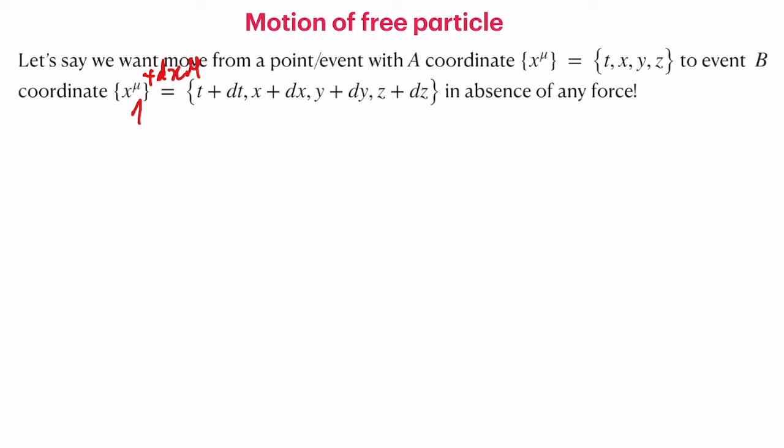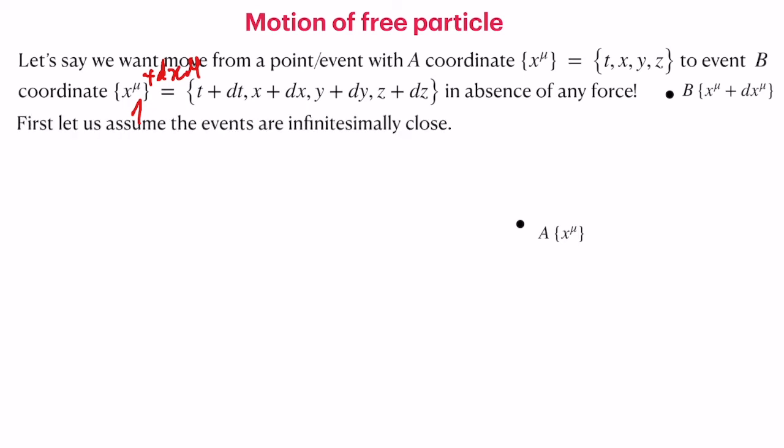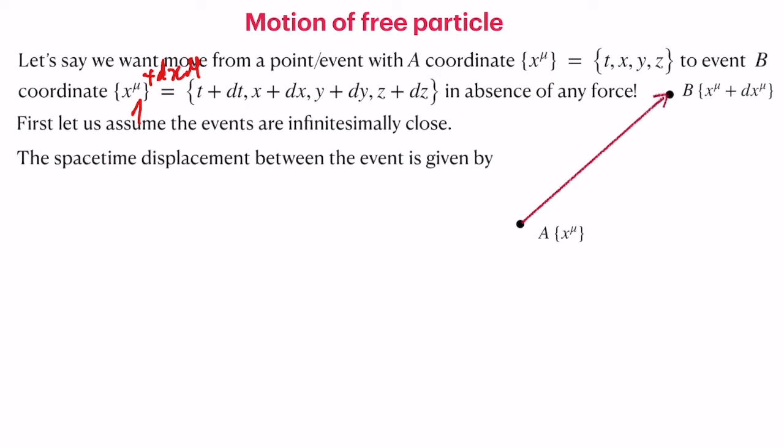In absence of any force, we know that in an inertial frame, it should be moving along a straight line. Let us pictorially see that A is given by the coordinate x^mu, B is given as x^mu plus dx^mu, and then you have infinitesimal separation between them. The space-time interval or the proper time is given as ds^2 = dt^2 - dx^2 - dy^2 - dz^2.